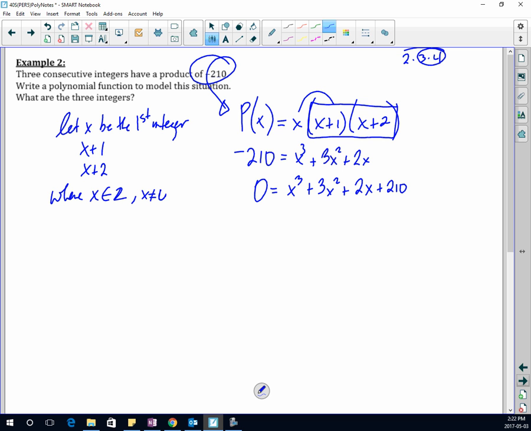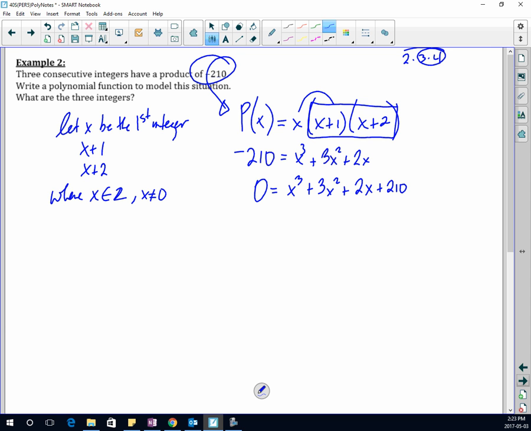Anyways, we really have to start with factors of 210 here. So where do you want to start? Just remember, if x is 1, this would be 2, and this would be 3, and if I multiply that, I'd never get anywhere close to negative 210. So first off, it has to be negative. Second, it has to be way bigger than 1. So what do you want to try?